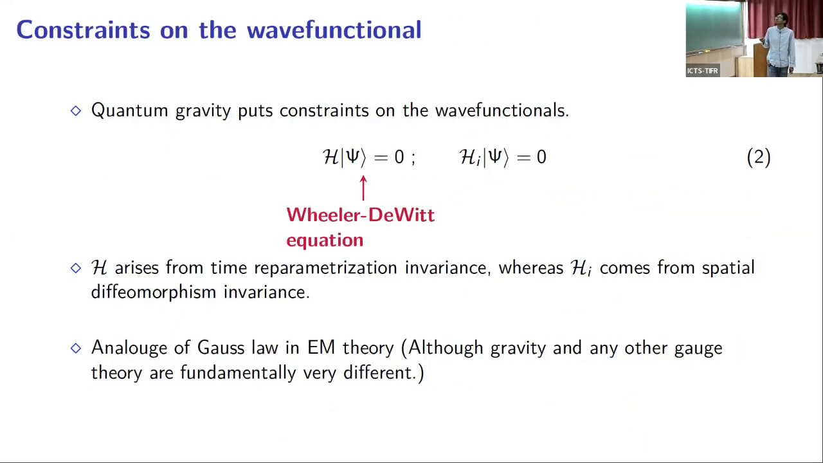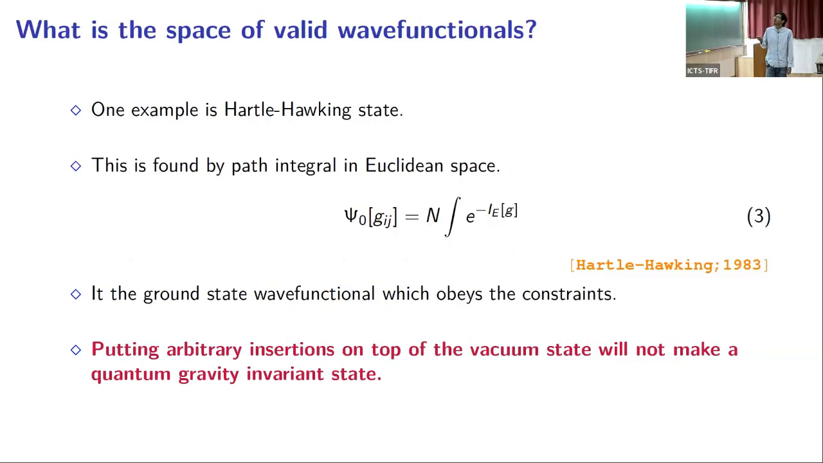Now we can think these constraints are some analog of Gauss law, like we have in EM theory, but obviously gravity and any other gauge theory are very fundamentally different. That we will probably talk about, or Tunir will talk about it later. Now, what is the space of valid wave functionals that satisfy these constraints?